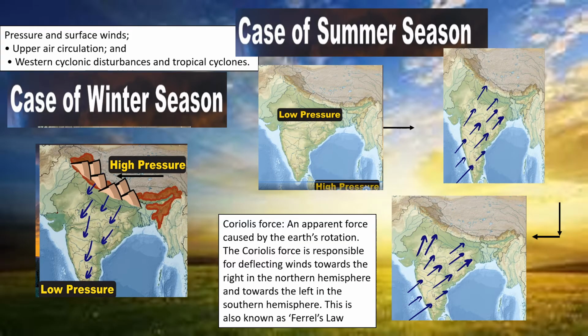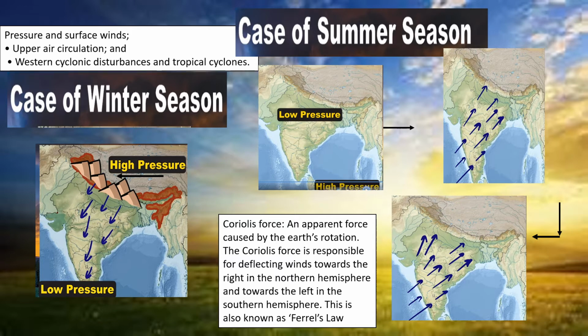Now let's look into the first topic under pressure and winds, that is pressure and surface wind. I have explained about the two types of pressure in my previous slide. To explain this concept more clearly, let's take the summer season and winter season of India.